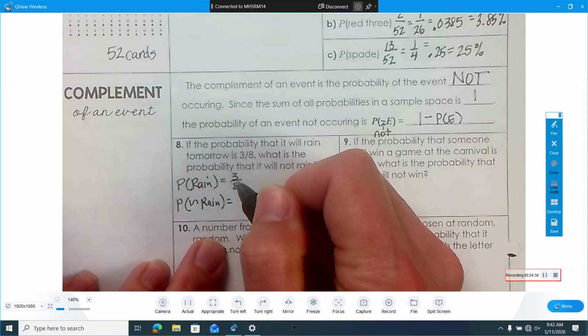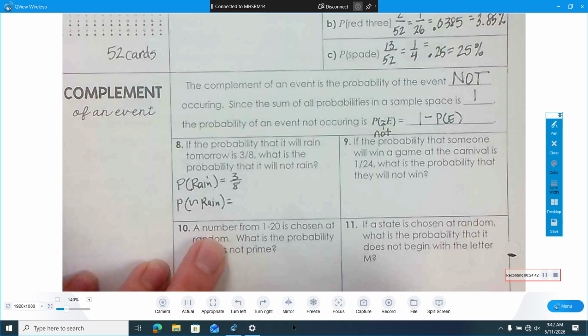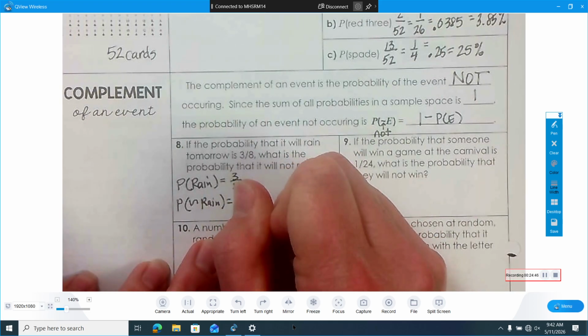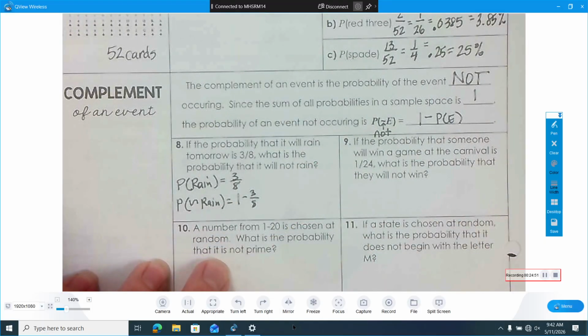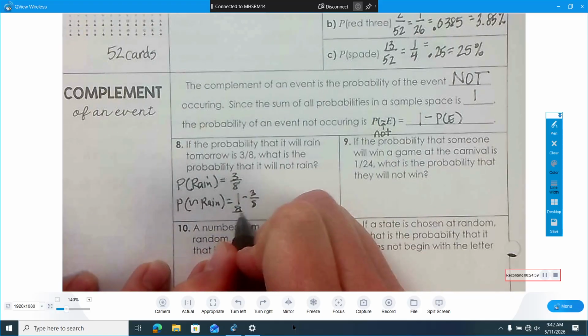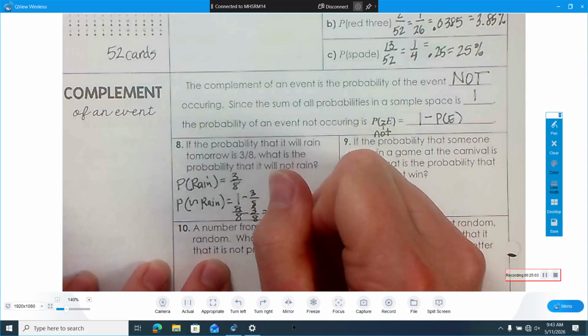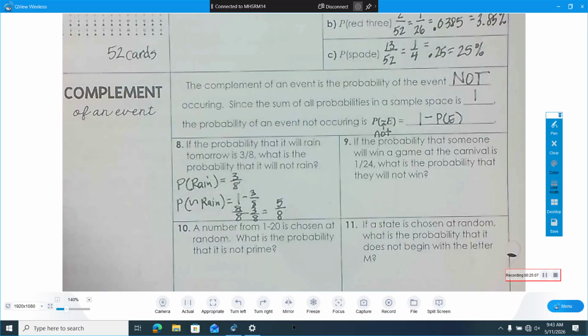So we could do 1 minus the 3/8 if you want. Let's watch. So 1 minus 3/8. What do you need in order to add or subtract fractions? Common denominator. Well, 1 is how many 8s? 8 8s. Minus 3/8 is 5/8, and that's what you said right off the bat with 5/8.